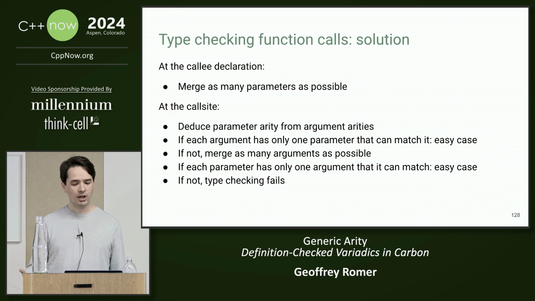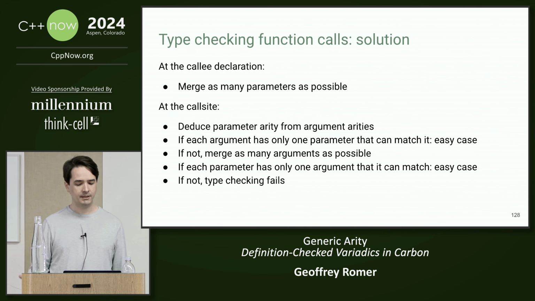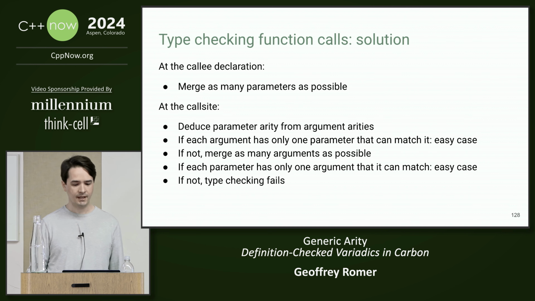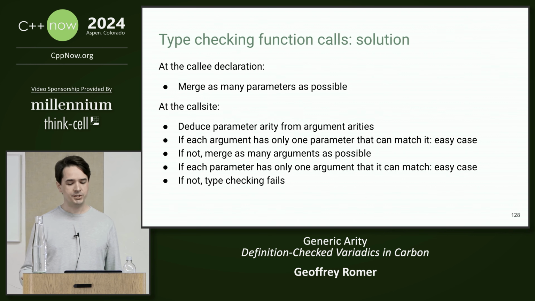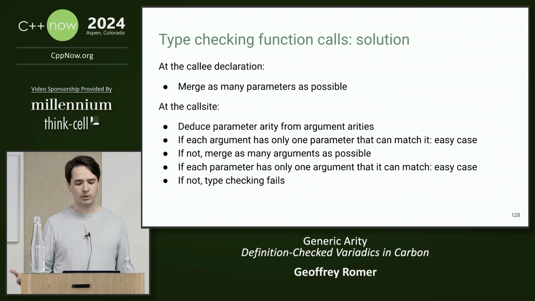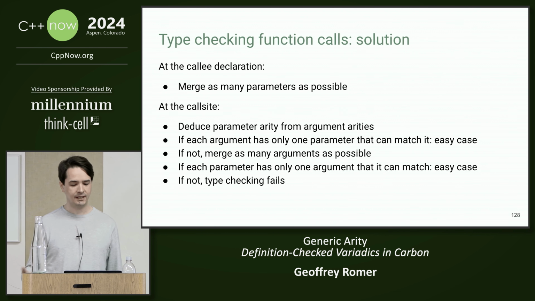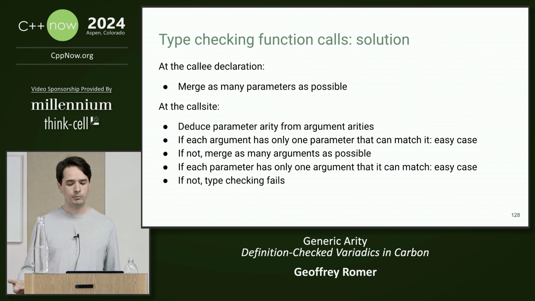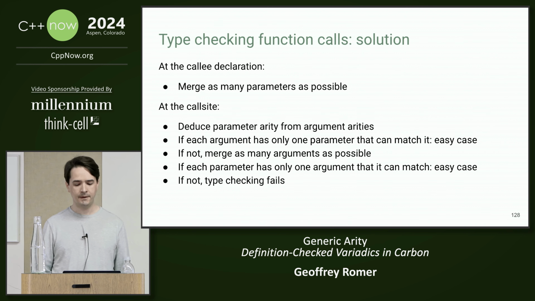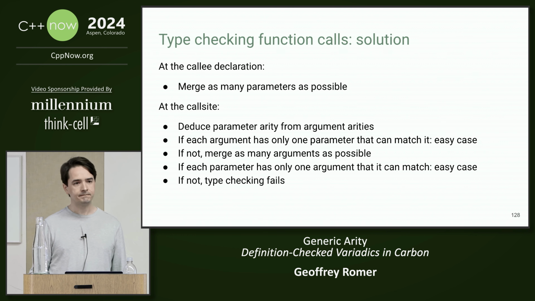Then we check if each argument has only one parameter that can match it. If so, check each argument against its parameter and we're done. If not, we merge the arguments as much as possible and then check if each parameter has only one argument that it can match. And if so, we check each parameter against its arguments and we're done. If not, we're out of options and type checking fails.